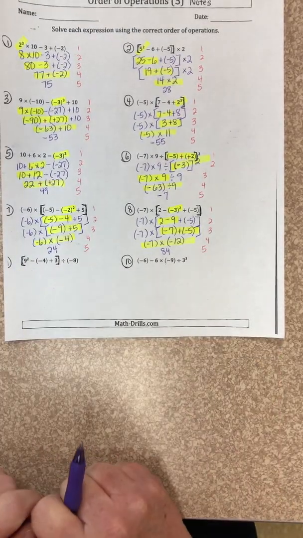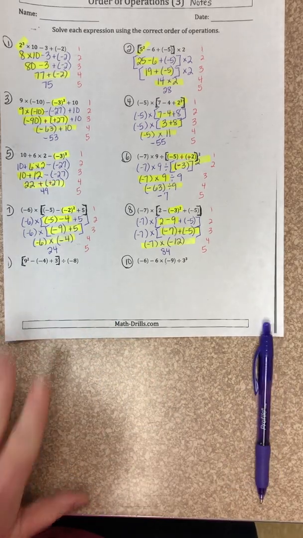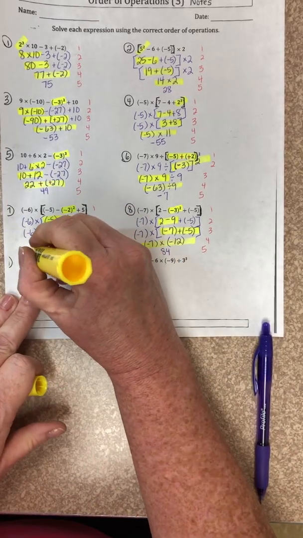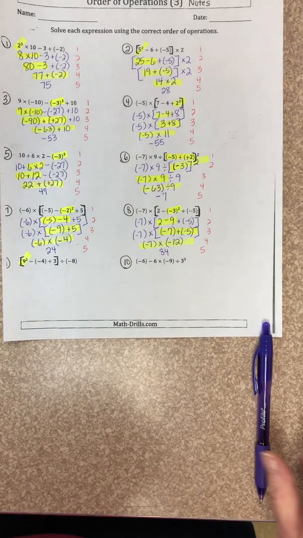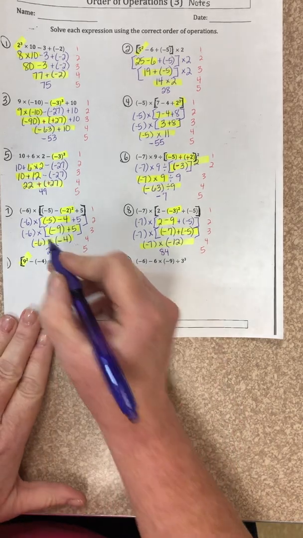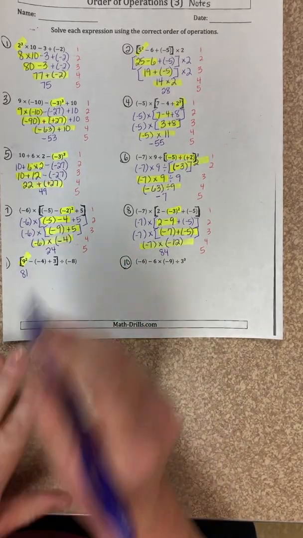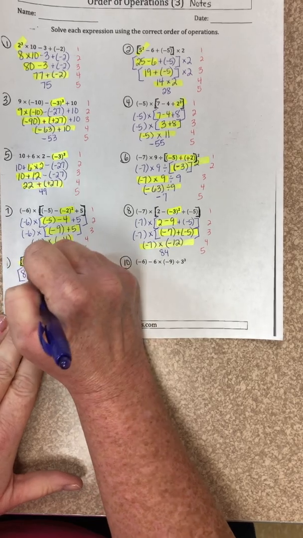Let's start with the brackets. We have an exponent, subtraction, and addition. We're going to do the exponent first. 9 squared. You can put that in your calculator if you like. That's 9 caret 2. That would be 81. And now bring everything else down.